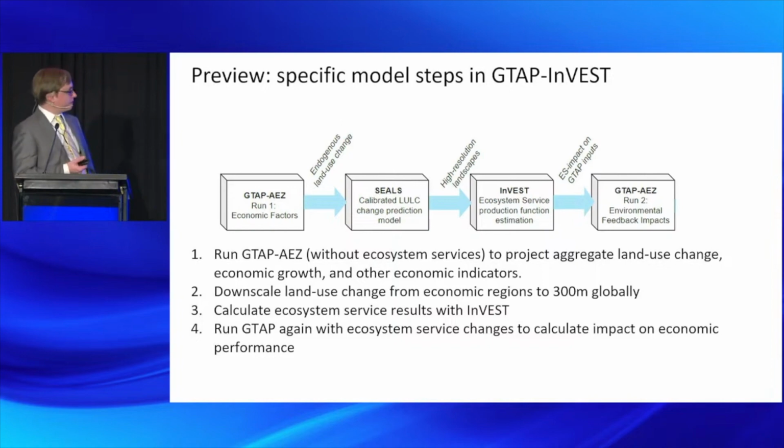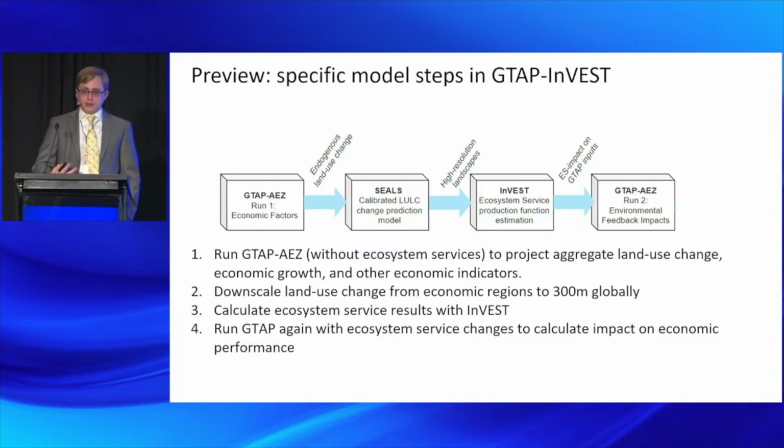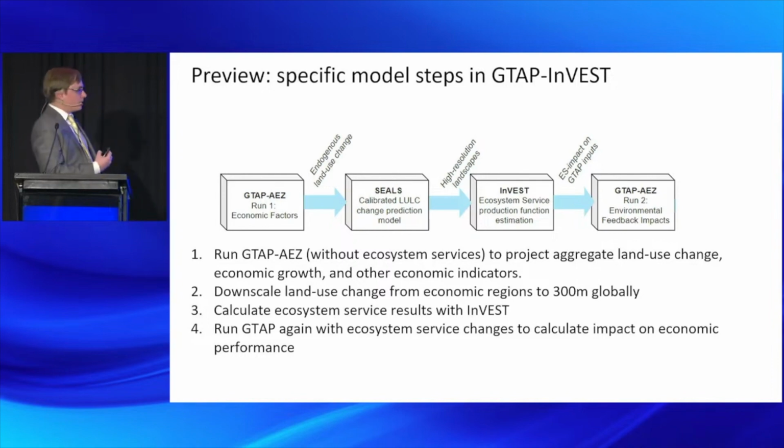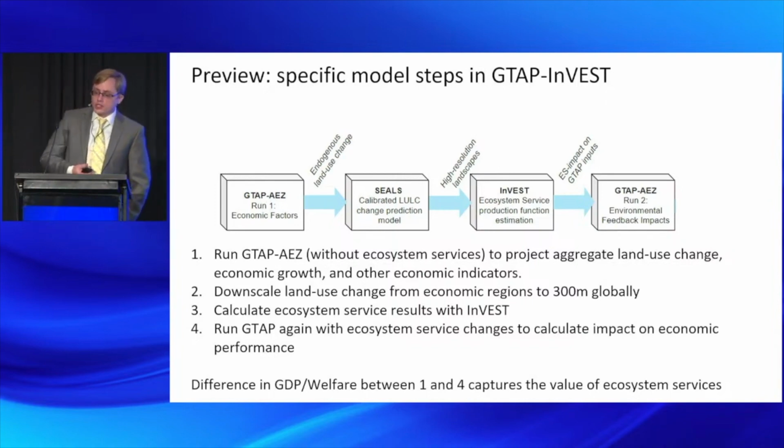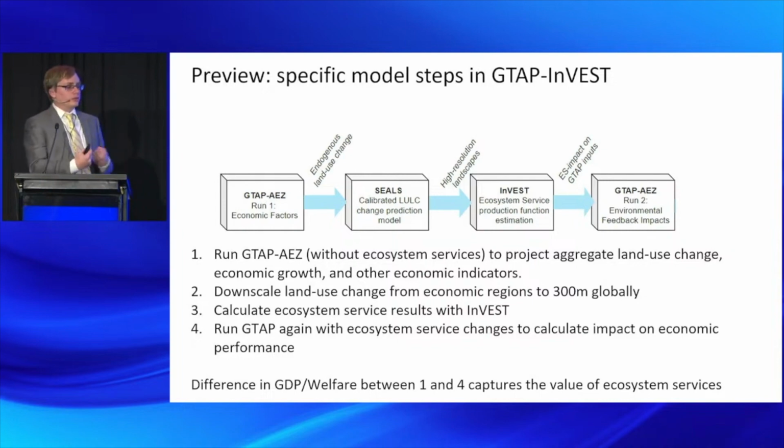Because the final step then is to take the outputs of InVEST, and what we're going to do is run GTAP a second time. And this will be for the same time period, so we're not going forward a step yet. It's going to be the same economy, but now with those degraded ecosystem services. And so the difference between step 1 and 4 would be the difference in GDP or welfare, at least in this case as measured by equivalent variation, with and without those ecosystem service-related shocks in the model.